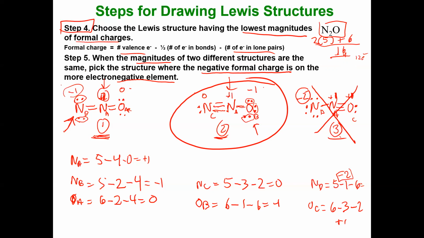So our preferred Lewis structure, I'll write it up clean, is this, with the oxygen having 1 bond carrying a -1 formal charge, and the nitrogen having 3 bonds, 1 lone pair, its preferred state, and a formal charge of 0.